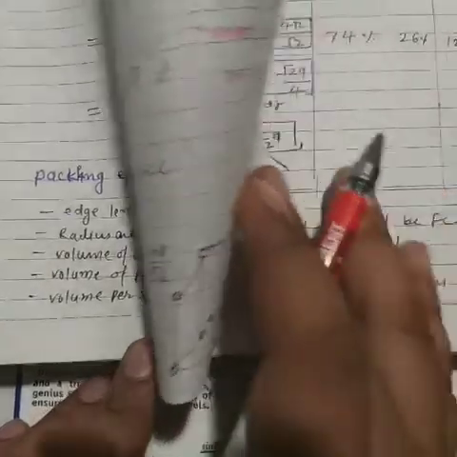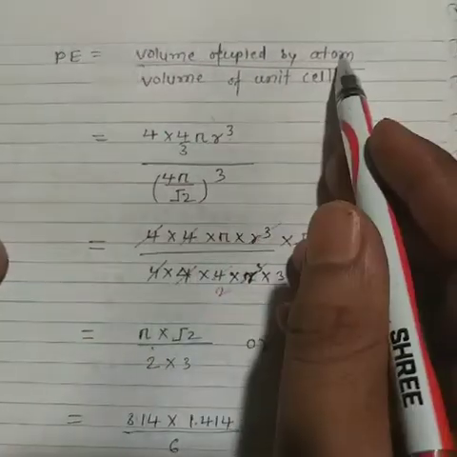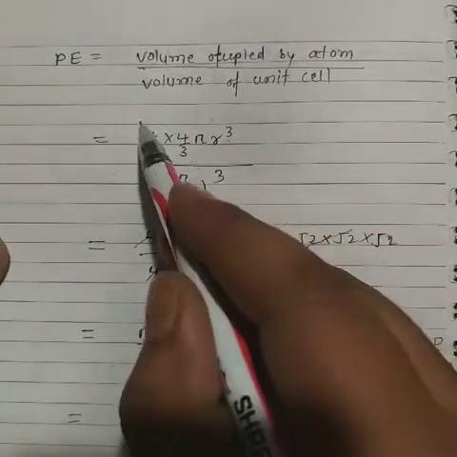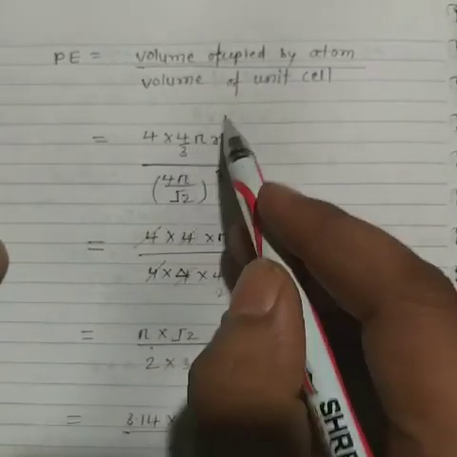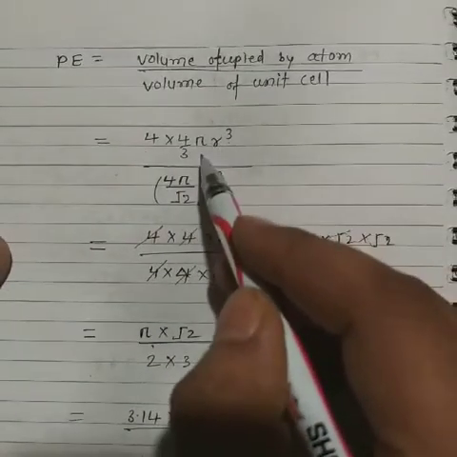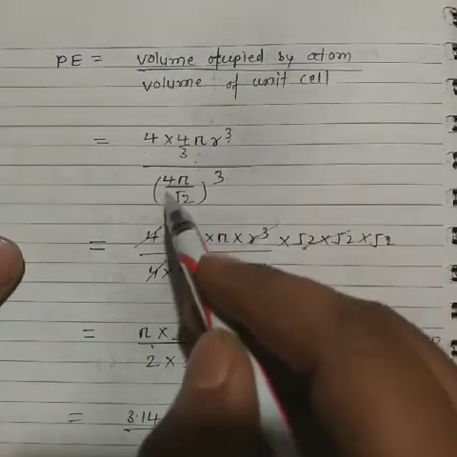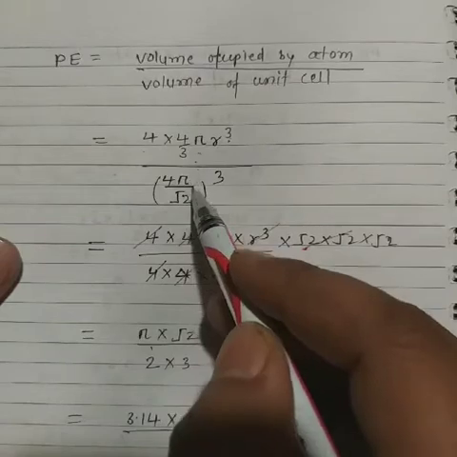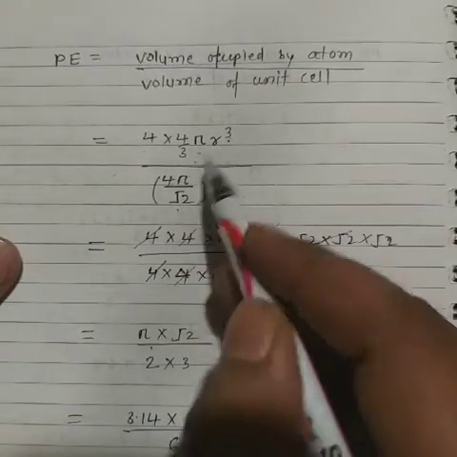So here it is very important, students. Now look at here, now here is the formula. Now we put in the formula. Now what is the 4? 4 is the rank of unit cell, into the volume of one atom. So here we put 4 pi r cube over A cube, where A is 4r by under root 2.